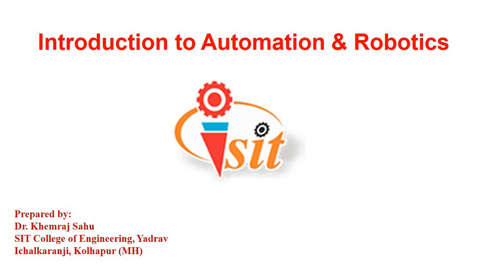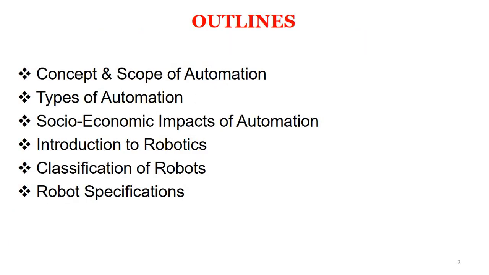Today we have to discuss the basics of automation and robotics. That means what are the basic components of automation, what are the basic components of robotics, and its types. So these are the outlines: concept and scope of automation, types of automation, socio-economic impact of automation, introduction to robotics, classification of robots, robot specifications.